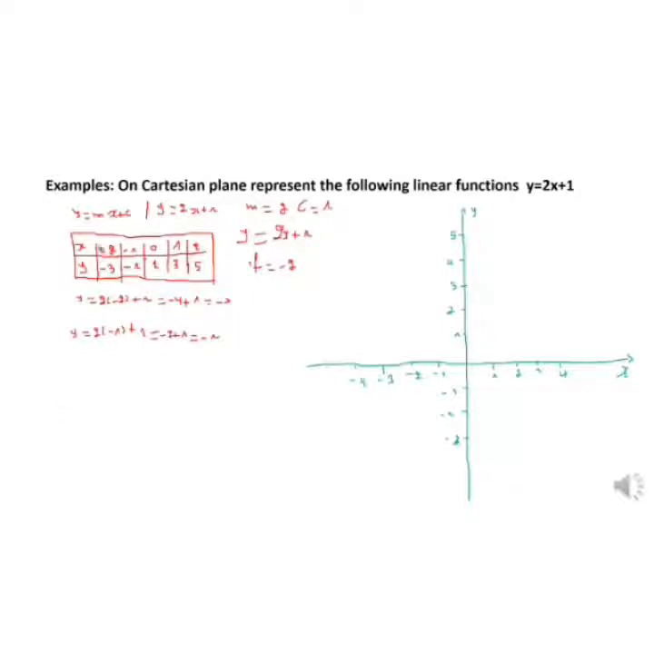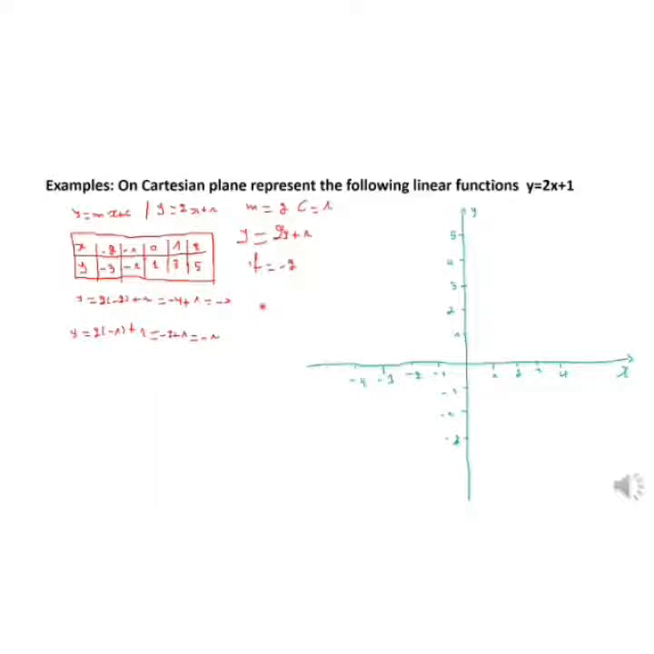Now here, if x is equal to -2, y is equal to -3. If x is equal to -1, y is equal to -1. If x is equal to 0, y is equal to 1. If x is equal to 1, y is equal to 3. And if x is equal to 2, y is equal to 5. These are points: 2 and 5, 1 and 3, 0 and 1, -1 and -1, -2 and -3. By using this Cartesian plane we are going to present these points.